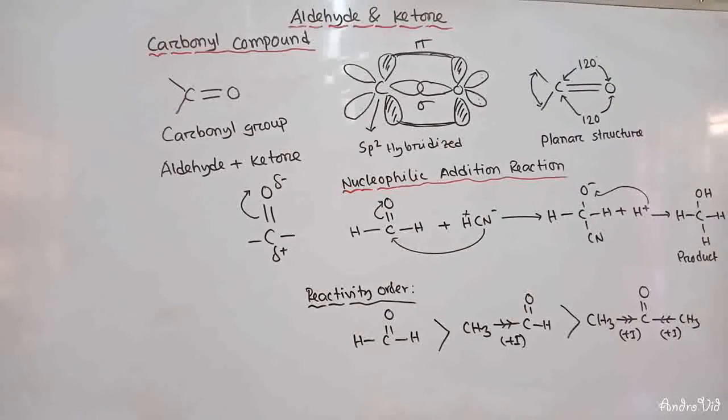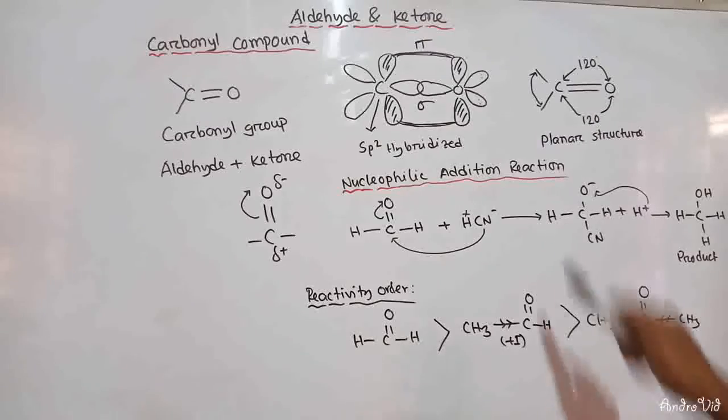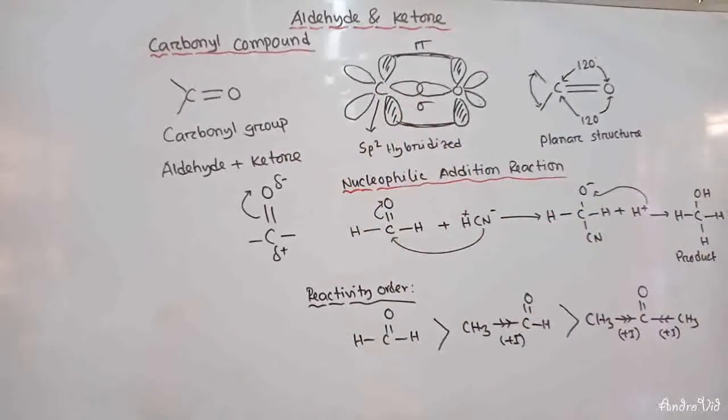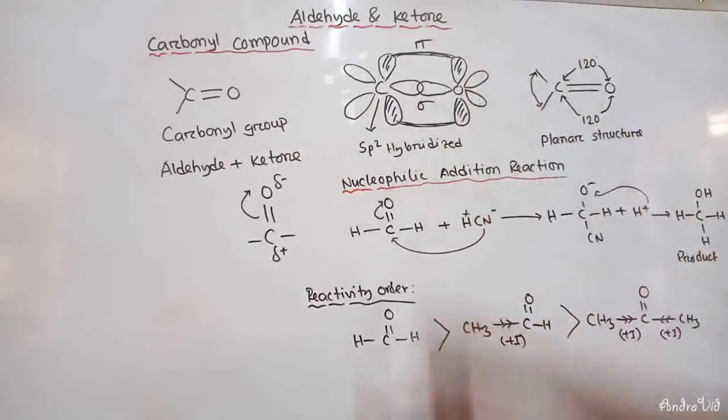So carbonyl compounds are basically aldehydes or ketones, compounds that contain just this group. This type of compound is basically called a carbonyl compound. Now I would like to say something about the hybridized structure of this group. This is basically the hybrid structure.